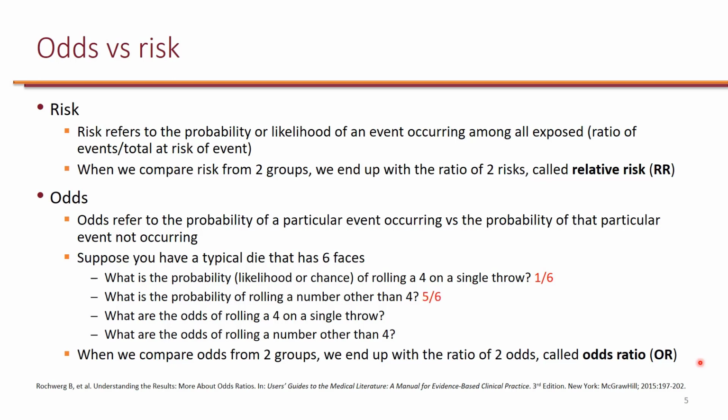Now, when it comes to odds, we no longer use the number 6. So the odds of rolling a 4 on a single throw is, because there is one 4 and 5 numbers that are not 4, 1 to 5. And if the question is what are the odds of rolling a number other than 4, because there are 5 options other than 4, the odds would be 5 to 1.